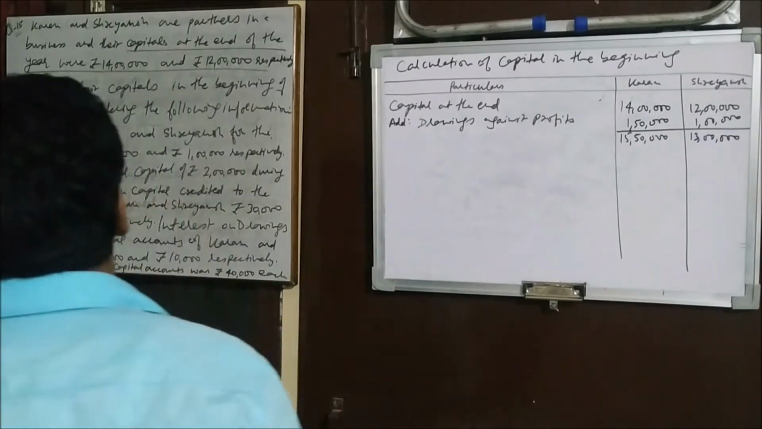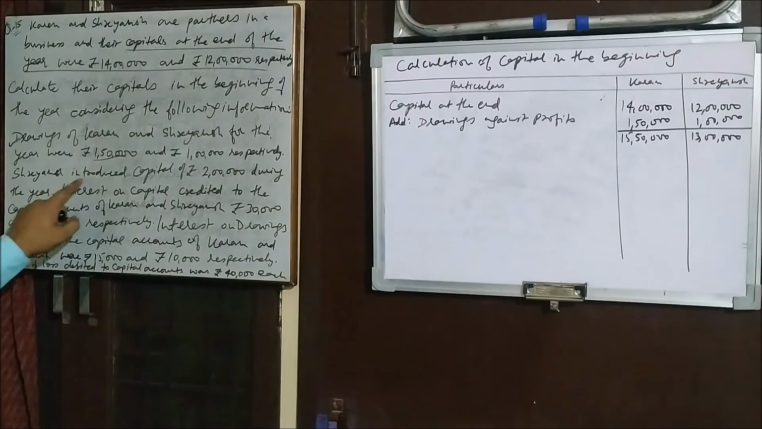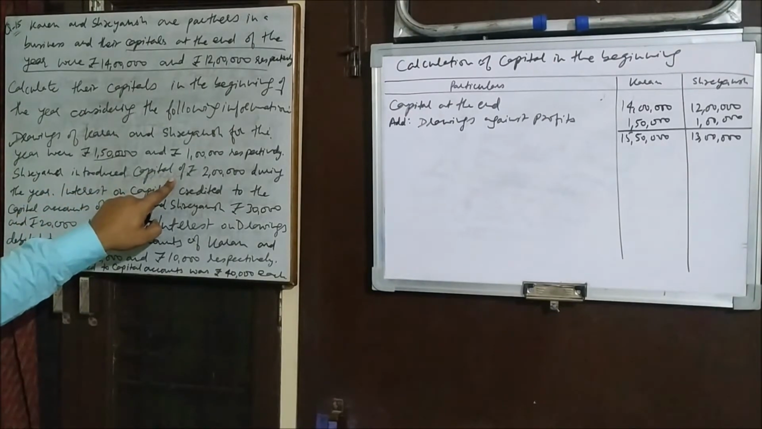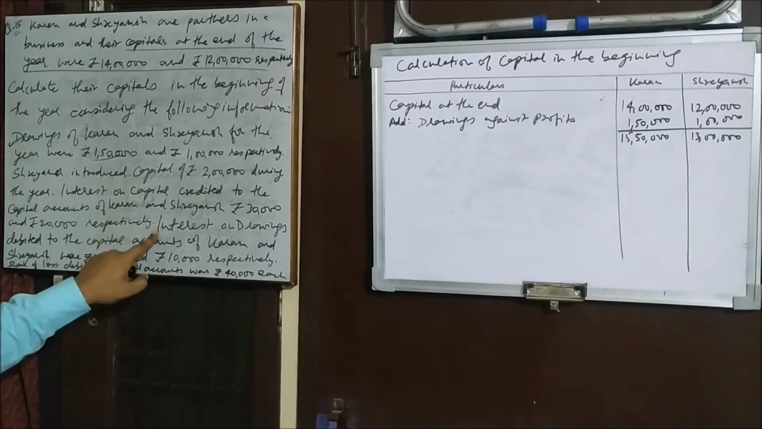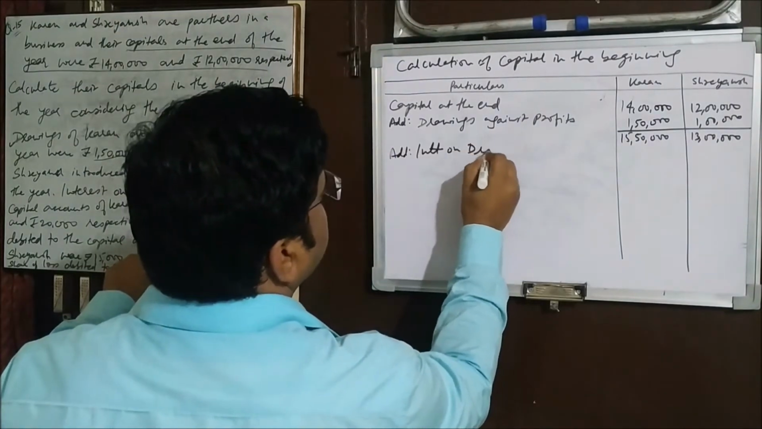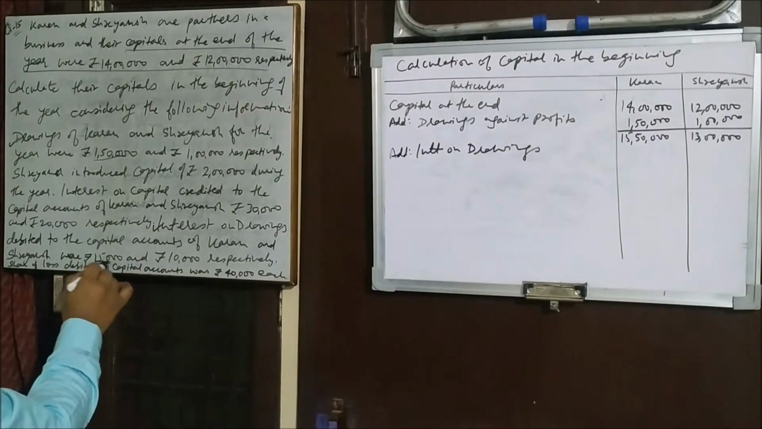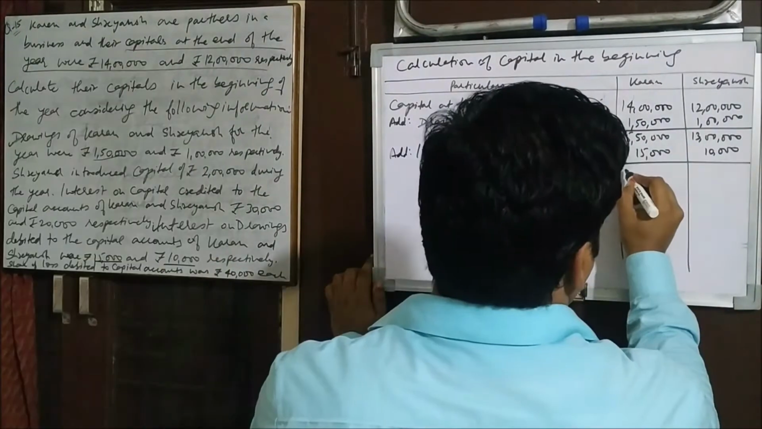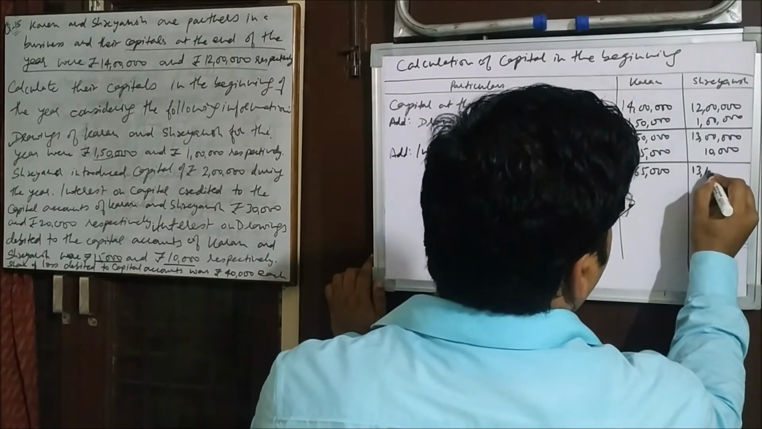All right. Now any other item that we have tackled? Shreyansh introduced capital that has to be deducted, so we'll do it later on. Any other item to be added? Interest on capital has to be deducted. Okay. Any other item? Interest on drawing. Yes, this is to be added. So add interest on drawings. What is the amount? Interest on drawing 15,000 and 10,000. Then it comes out 15,65,000 and that is 13,10,000.